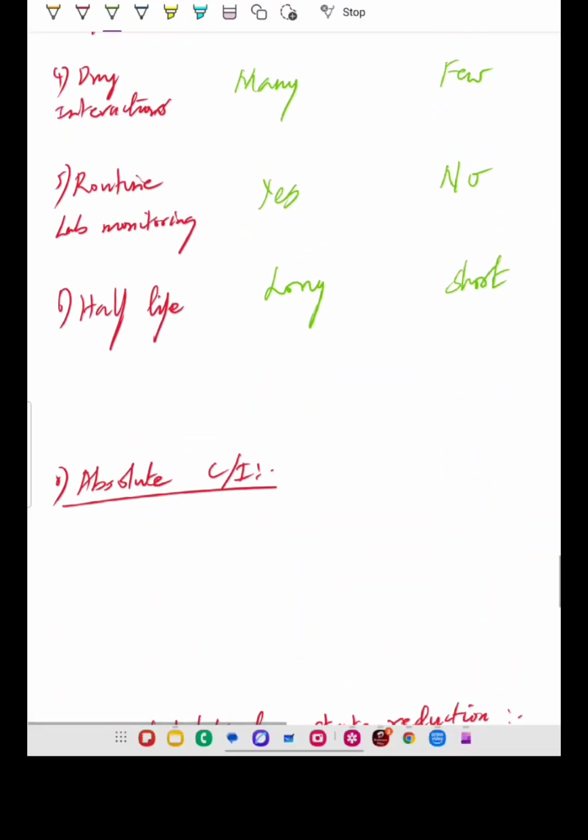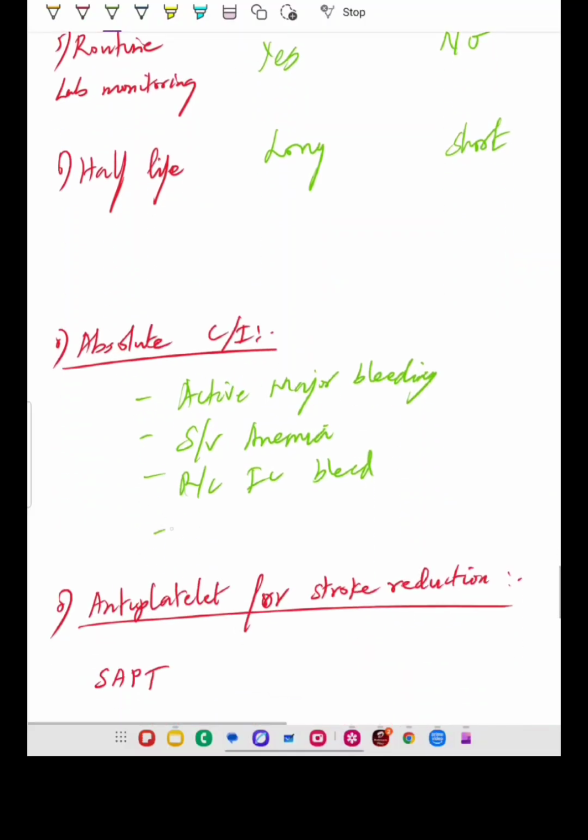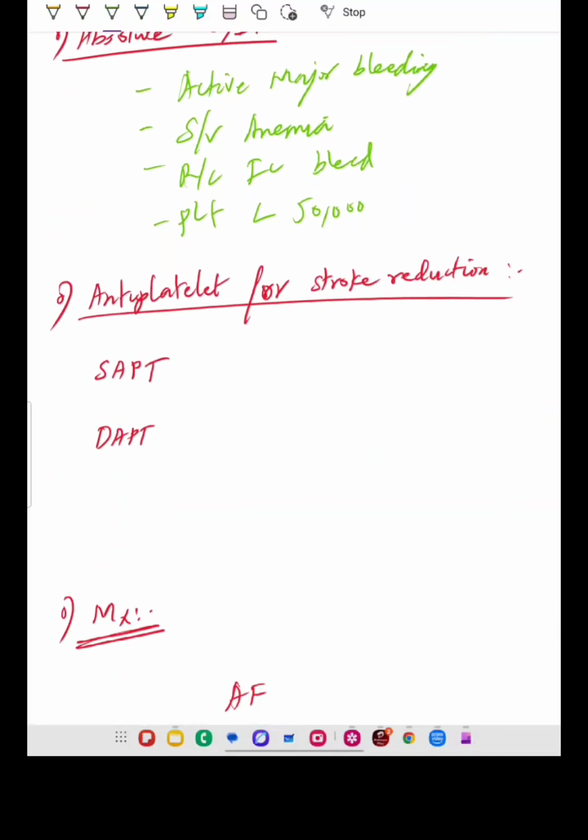So what are the absolute contraindications for anticoagulation? Any active major bleeding, severe anemia, recent intracranial bleed, and a platelet count of less than 50,000. So all these will be your absolute contraindications for anticoagulation.